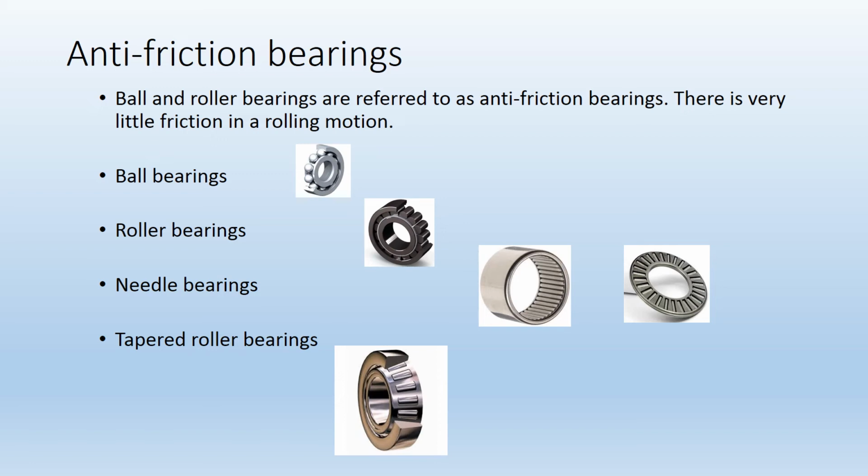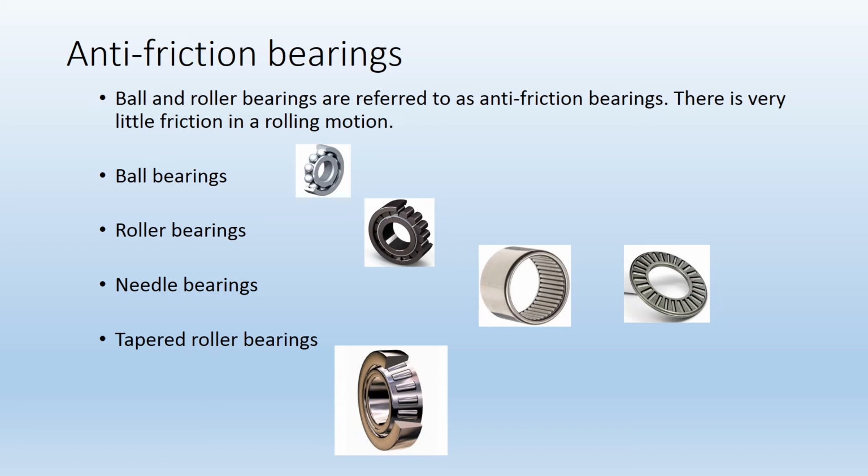You also have needle bearings. Needle bearings are very, very thin, long rollers. And you also have tapered roller bearings. In the construction of an anti-friction bearing, you have the outer race, and you also have an inner race. Between the outer race and the inner race, you have your rotating element that could be ball or roller or needle or tapered roller. And those rotating elements will be spaced apart by a cage or separator.